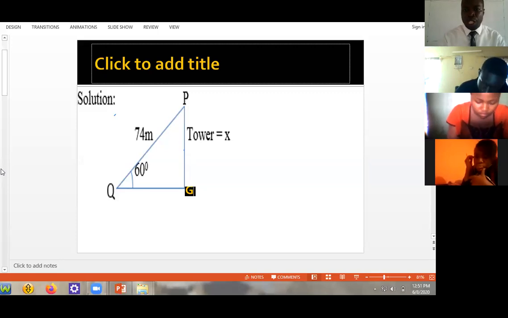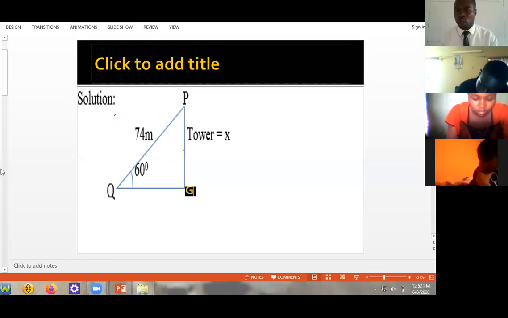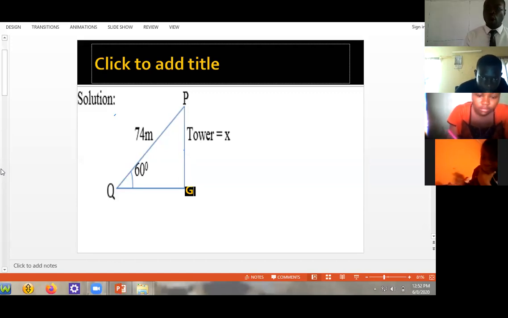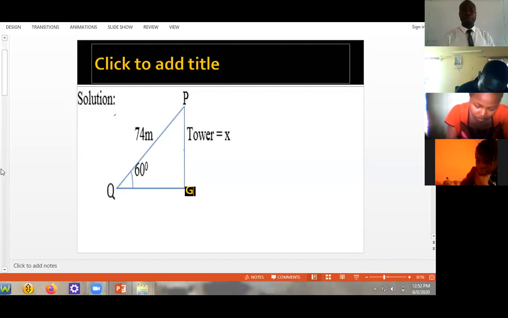Now we have our 60. Our small x is our height of the tower, and we have 74. So SOHCAHTOA, and after your sketching, the second step is use your SOHCAHTOA. So inside your SOHCAHTOA, which one are you using? Are you using SO or CA or TOA? You have your opposite given and you have your hypotenuse given. So which one are you using?